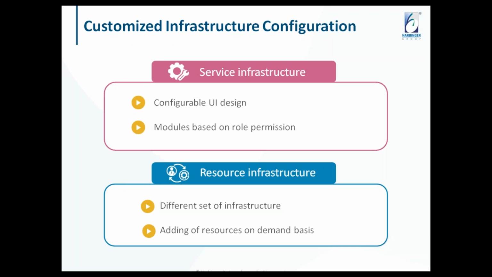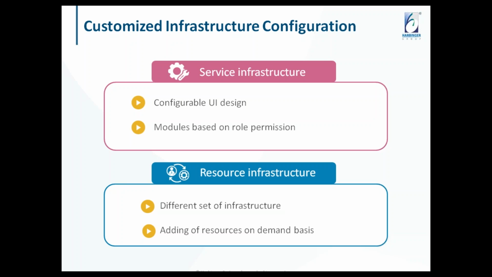Another aspect is the different modules or base features of the application. The preference to have a specific application feature depends on the customer's requirement. To configure this, a role permission is built upon these modules, so that the restriction of having access to a particular feature, or not having it, is done using the role permission. Based on this, service infrastructure can be customized.